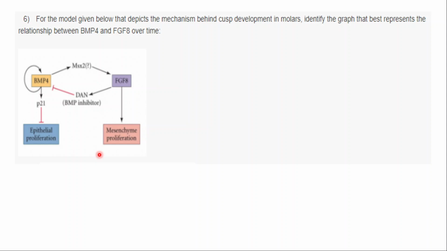Okay, for question number 6, for the model given below that depicts the mechanism behind cusp development in molars, identify the graph that best represents the relationship between BMP4 and FGF8 over time. Cusp development in molars, so teeth development. This is the relation here: BMP and FGF8, epithelial proliferation, mesenchyme proliferation, and how they are regulating it, and what is the relationship between BMP and FGF8. If we depict it in a graph, then how it will be.